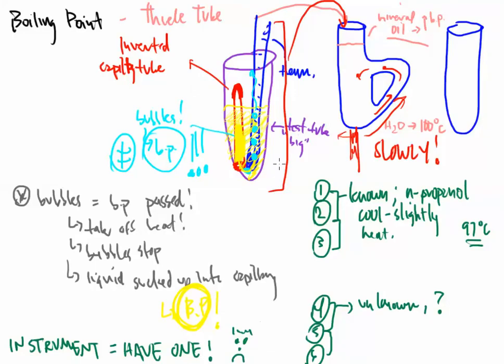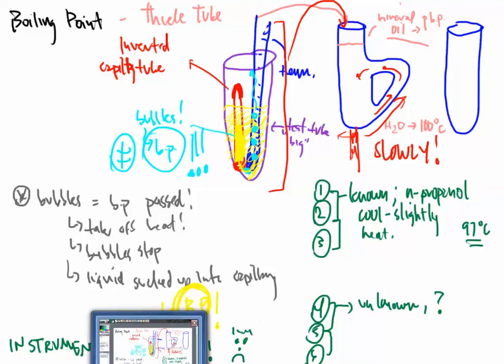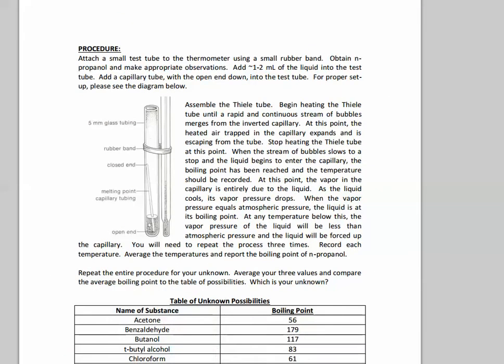Notice that's not what we've drawn here. I told you to put the thermometer in the test tube, not on the outside of the test tube, because you get better data. You'll get a better boiling point if you put it in the test tube and measure the temperature of the liquid and not measure the temperature of the oil. So here's the upside down capillary tube. There's my liquid in the bottom.